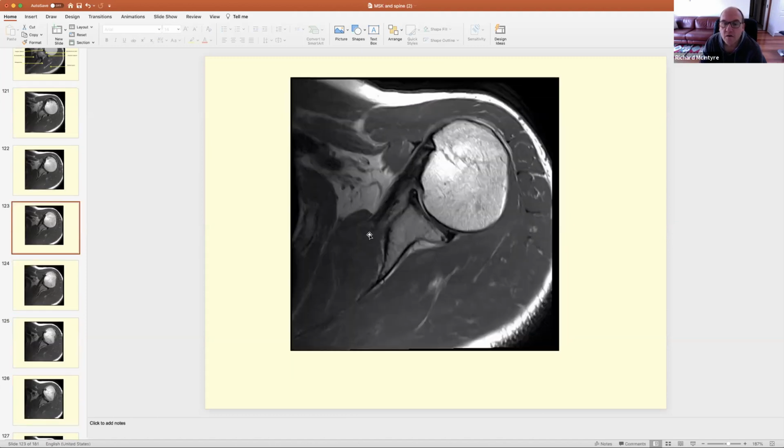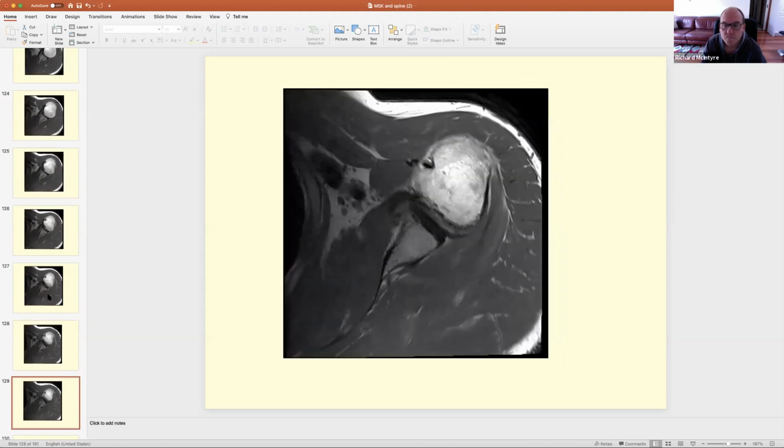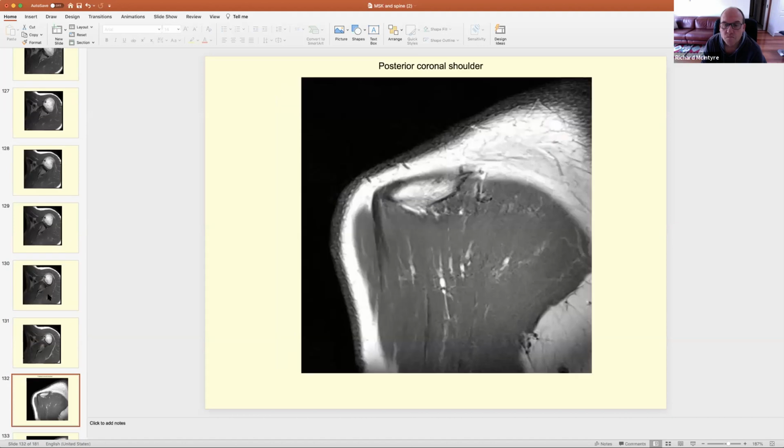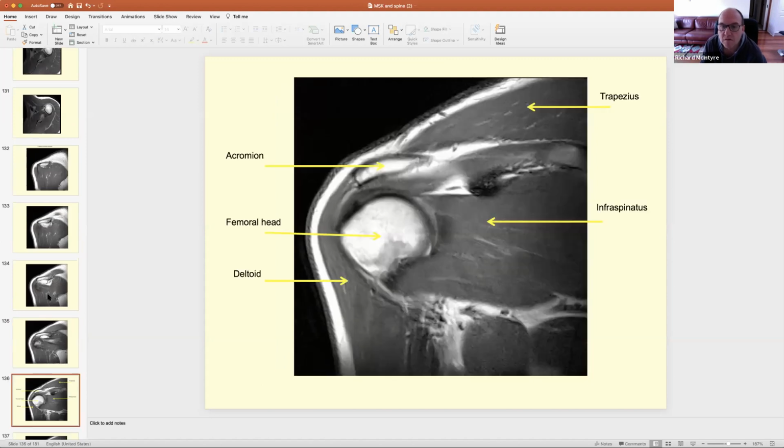Tendon of the subscapularis muscle. So that's our axial. Maybe it would be good to start with the coronal when you're learning these structures. But you've got the trapezius, you've got the infraspinatus. Okay, so we're coming from the posterior to the anterior. You've got the acromion, and of course, as we come anterior, we're going to find that joins with the clavicle at the acromioclavicular joint.